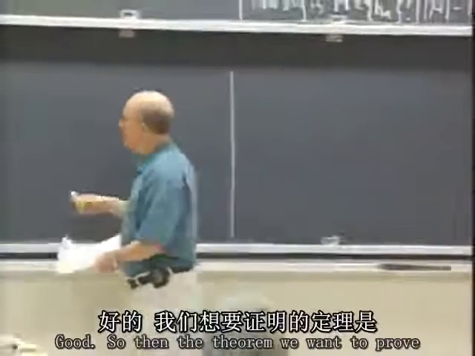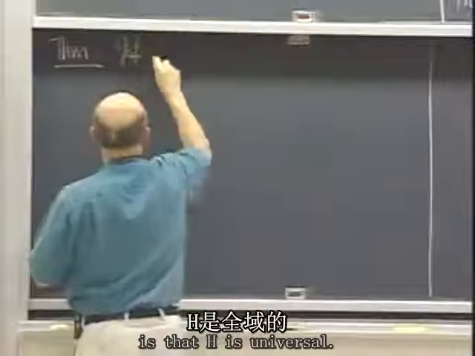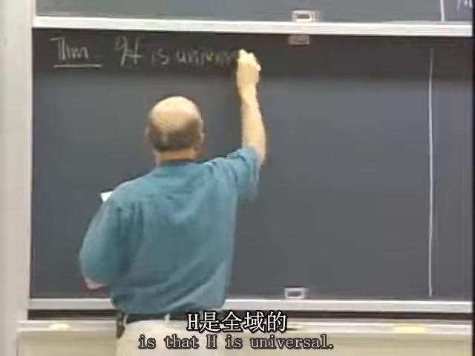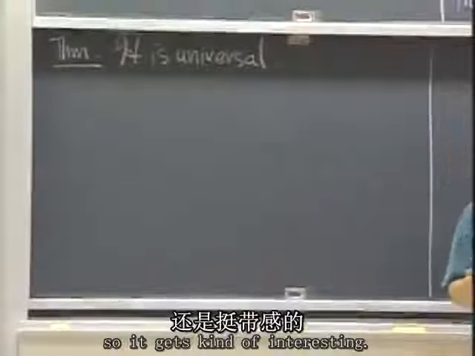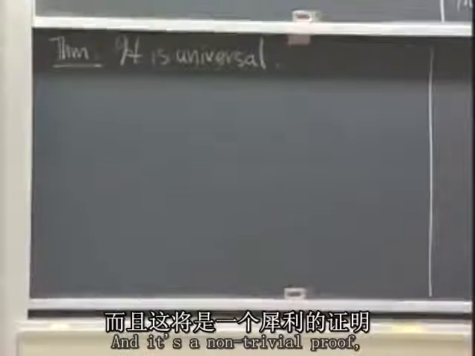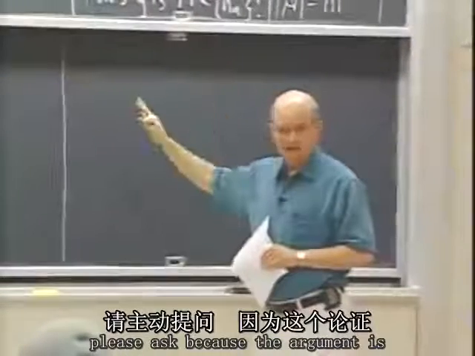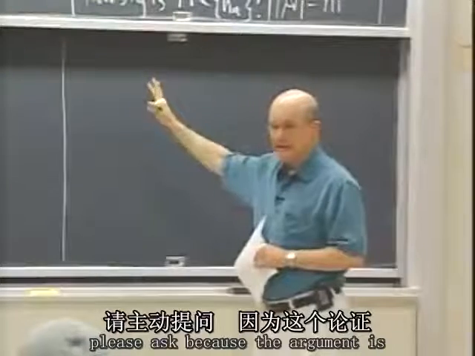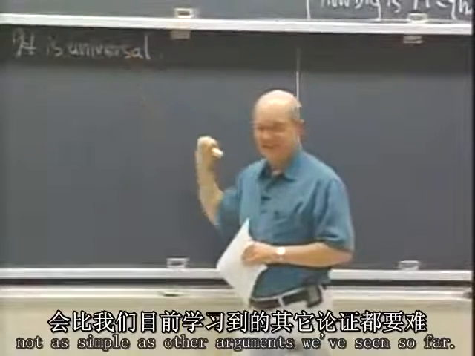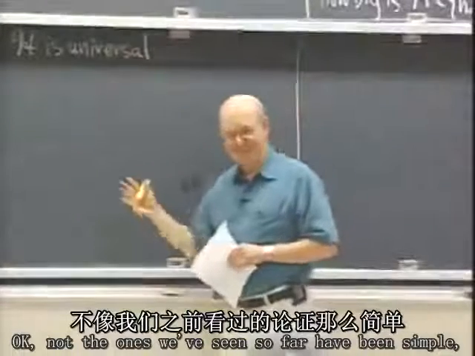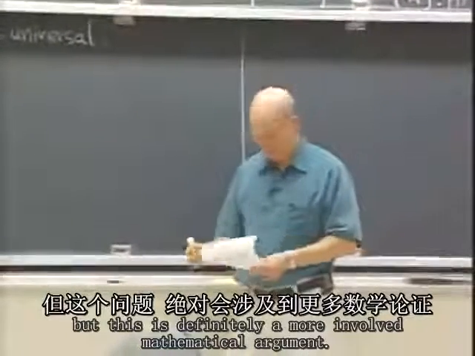Good. So then the theorem we want to prove is that H is universal. This is going to involve a little bit of number theory, so it gets kind of interesting. It's a non-trivial proof. So if there are any questions as I go along, please ask, because the argument is not as simple as other arguments we've seen so far. Not that the ones we've seen so far have been simple, but this is definitely a more involved mathematical argument. So here's the proof.